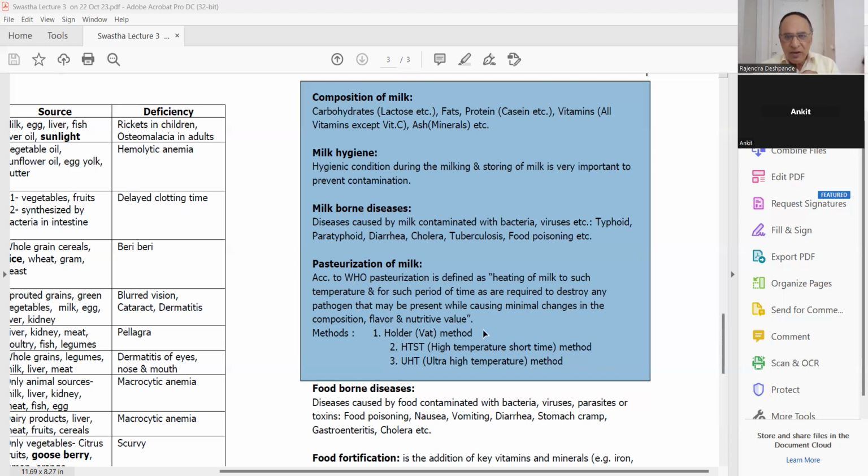Methods: Holder method, HTST method, and UHT method. What is HTST? High temperature, short time. And UHT, ultra high temperature method.